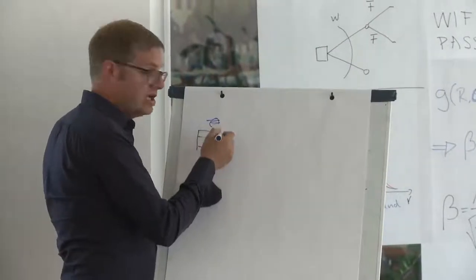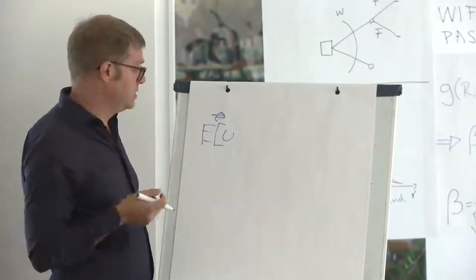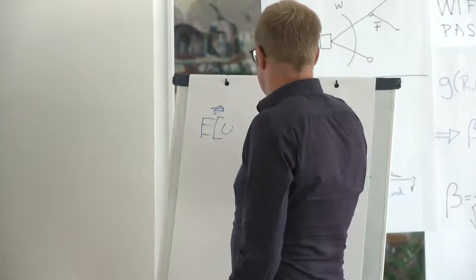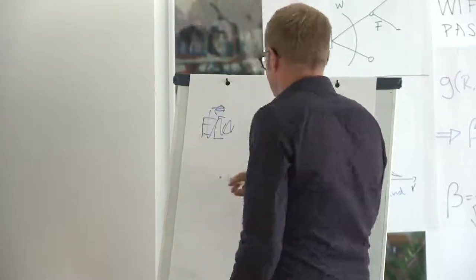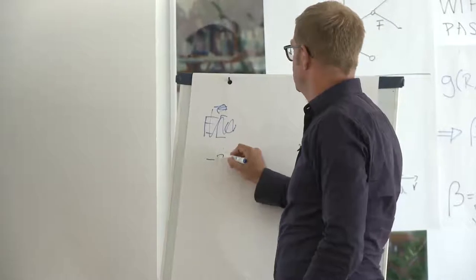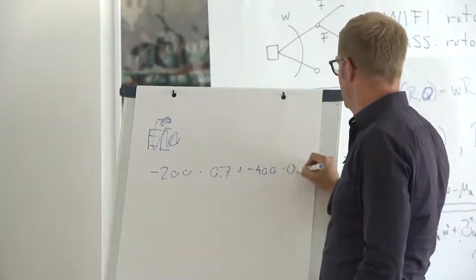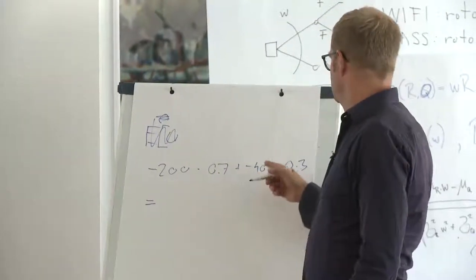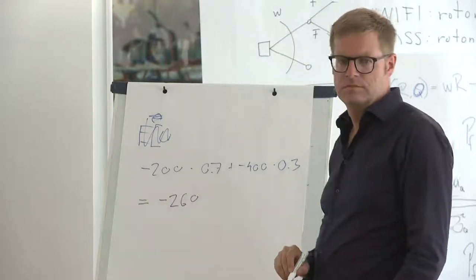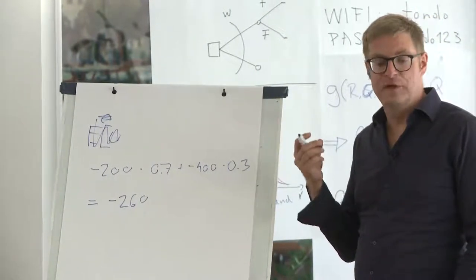So the expected cost, or utility if you want, I'm doing utility now. The expected utility, given that I have perfect information. I don't want to write the full expression here, so I'll just write the result. We have minus 200 times 0.7 plus minus 400 times 0.3, and that will give us minus 260. So this value is the expected utility assuming that I have perfect information.